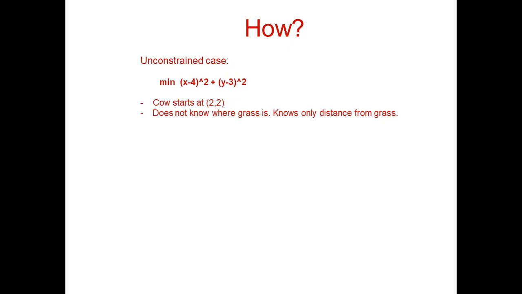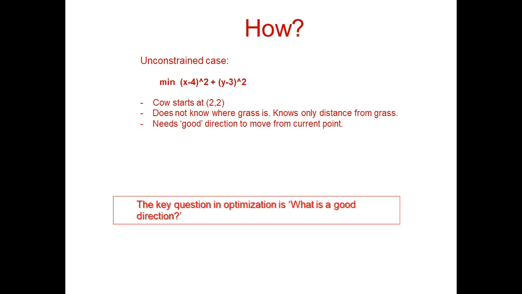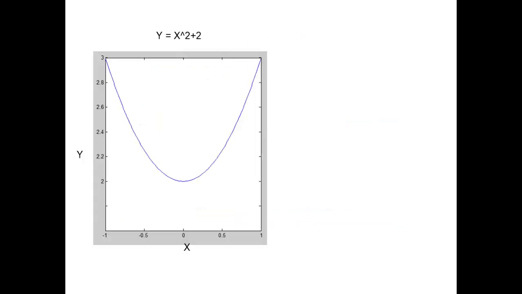So there are two issues here. One is the distance from the targeted point, and the other is to which direction we should move to get to that point, because there are equal distances in any direction. So the issue of distance and direction go together. So it needs a good direction to move from the current point. So the key question in optimization is, what is a good direction? And what distance do we have to move towards that direction to get the desired point?